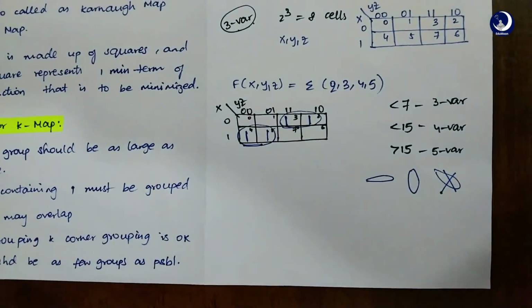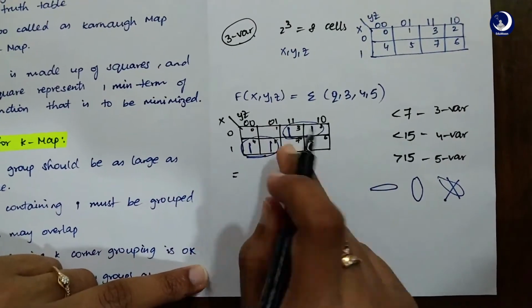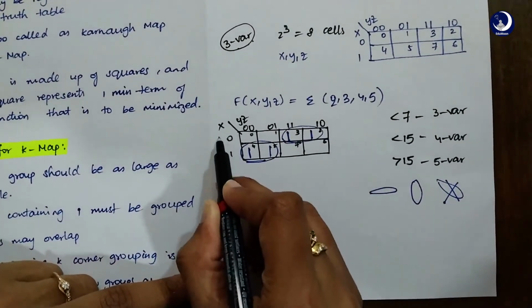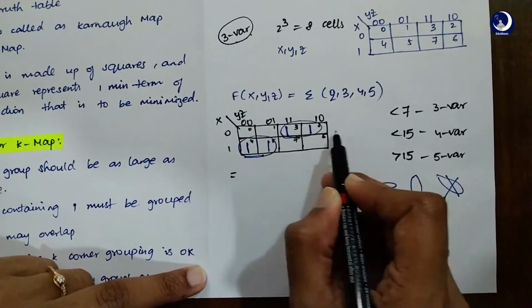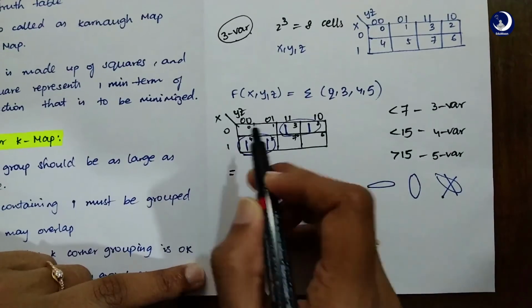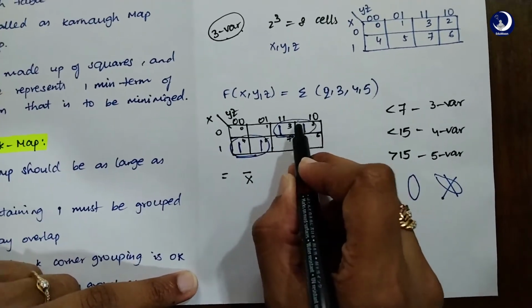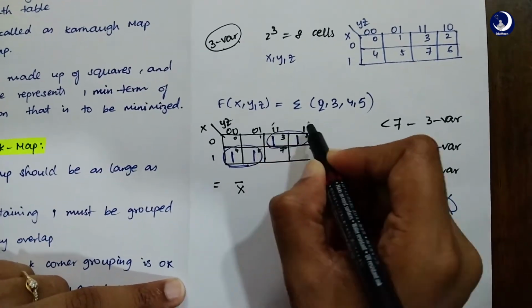Now after grouping, how can we write these values? Now see, these are in the horizontal fashion, right? So this one is for x. This is x bar and this is x, right? So according to this row, these two values, we are assigning a value of x bar. Now if you consider 1, 1 and 1, 0, what is the common term in both of them? This 1 is the common.